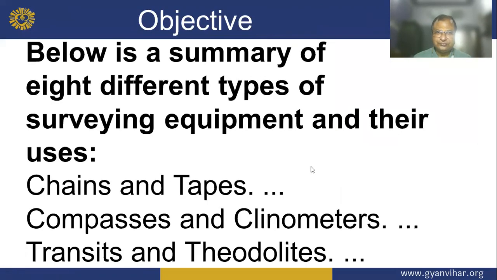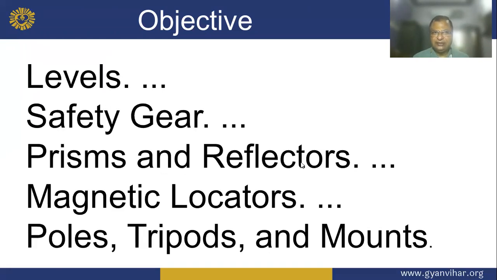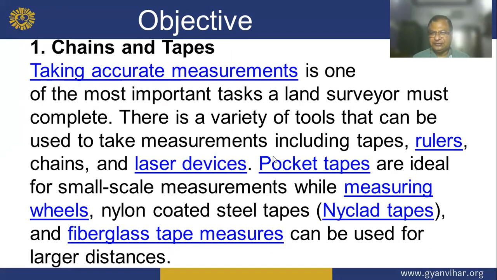First we will see, below is a summary of 8 different types of surveying equipment and their use. Commonly, 8 types of survey instruments are used: chain, tape, compass, clinometer, transit and theodolite, level, safety gear, prism and reflector, magnetic locators, poles, tripod and pounds.